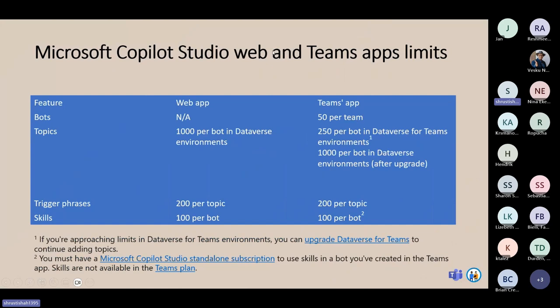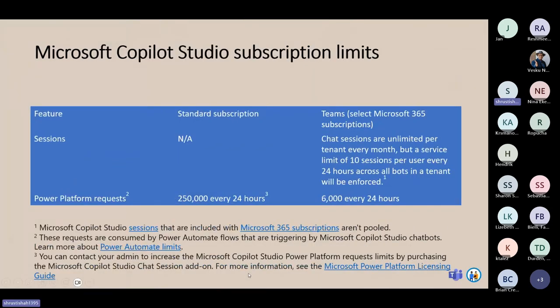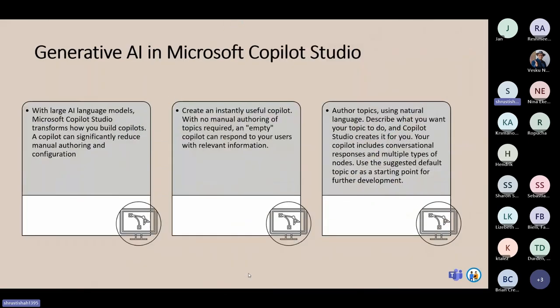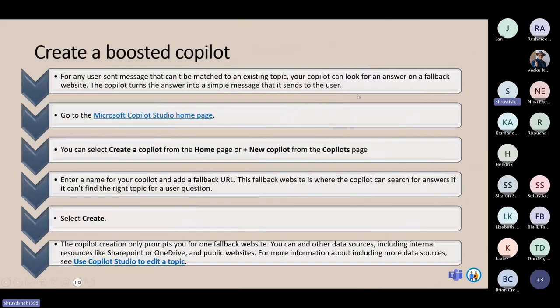And this is just the limits of Copilot Studio web and Teams app. When we talk about web, just now what we saw was the Copilot Studio web experience. If you go to Microsoft Teams, there is a Copilot Studio app separately in your app store. You can go ahead and create there as well. And the limits, you can see from the screen. Topics, you can create 1,000 per bot as part of the web app, while in Teams, 250. In the web app, you can have 200 per topic as trigger phrases and skills. All the references are also mentioned. Studio subscription limits, we already saw this. Generative AI, we did capture. And this is for you.